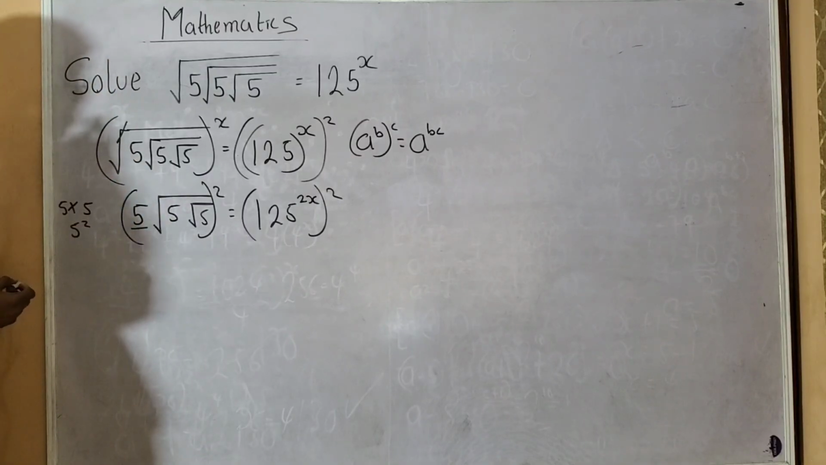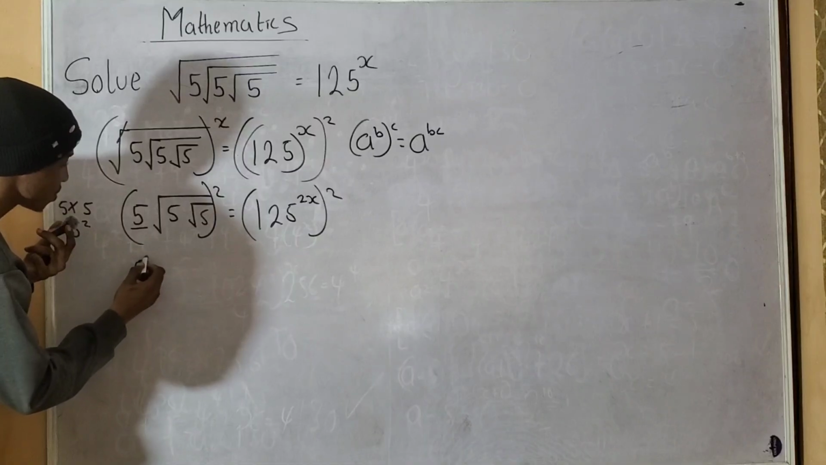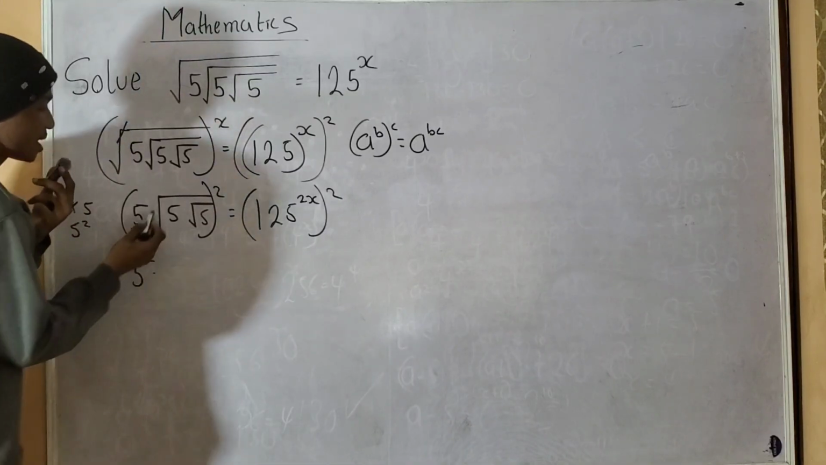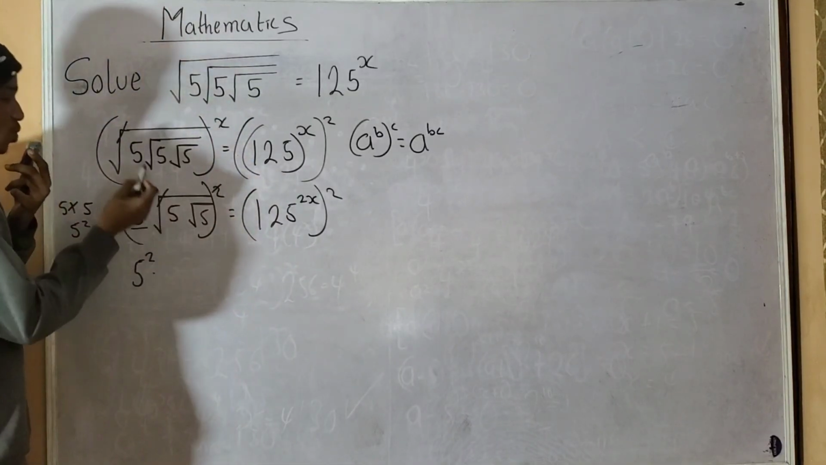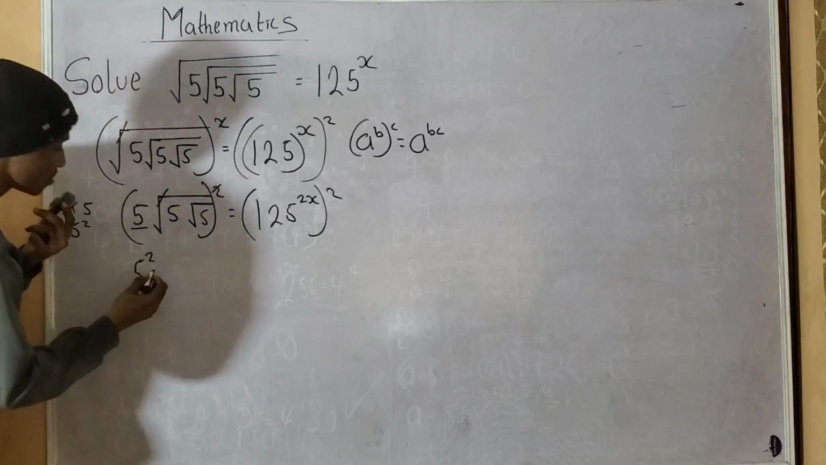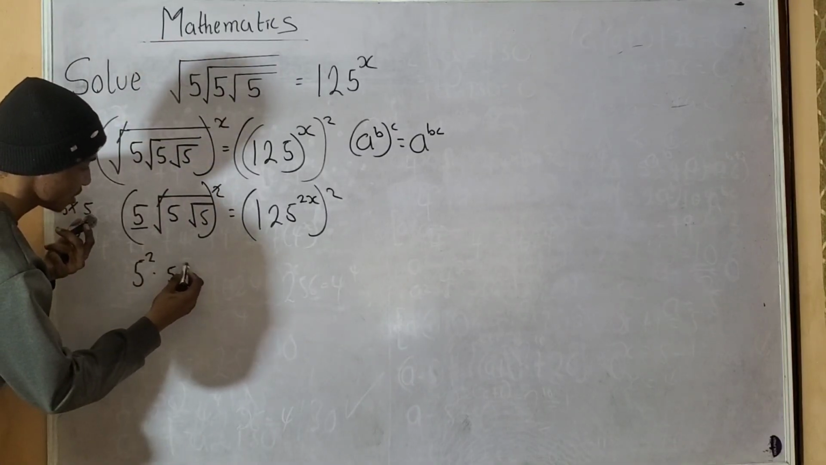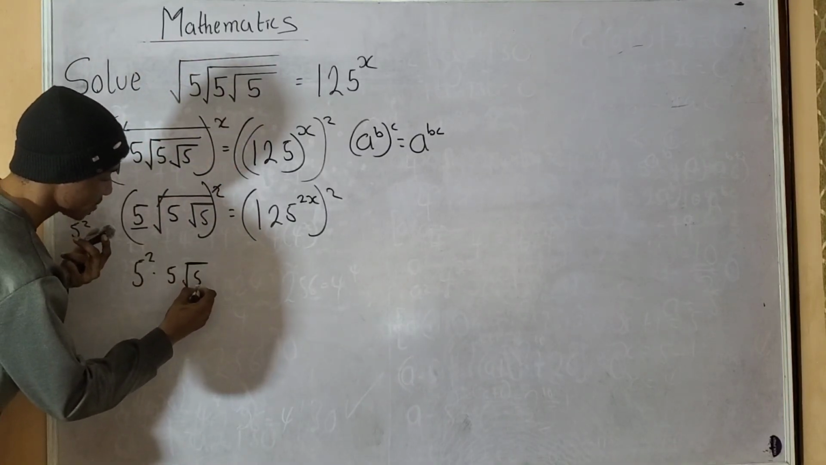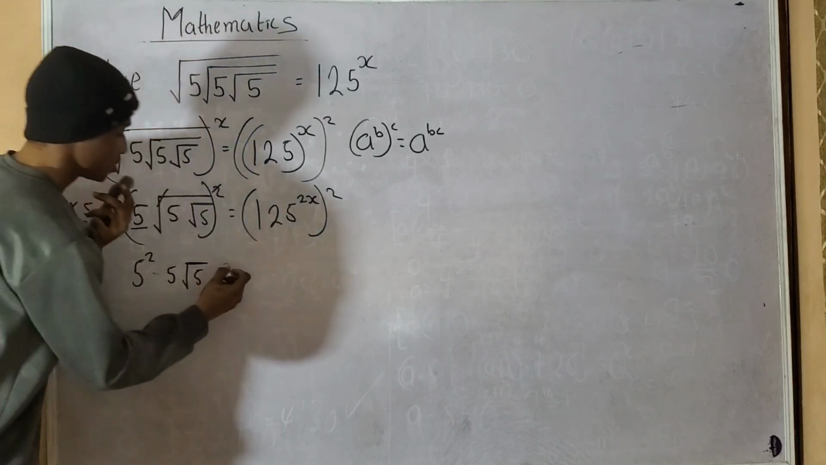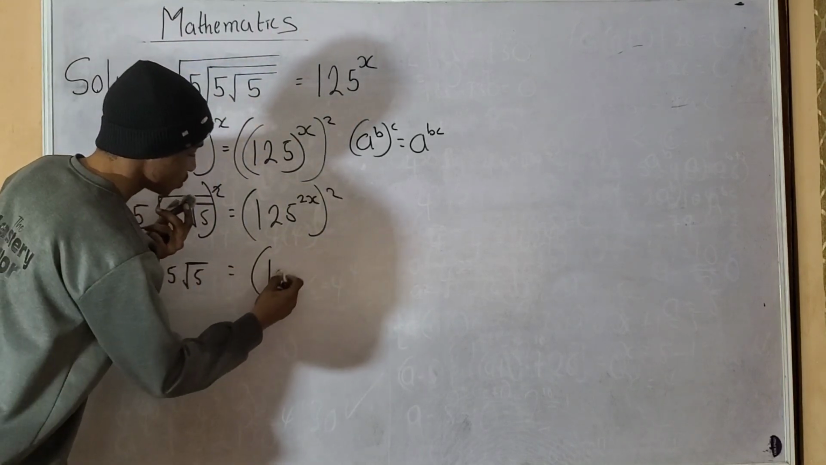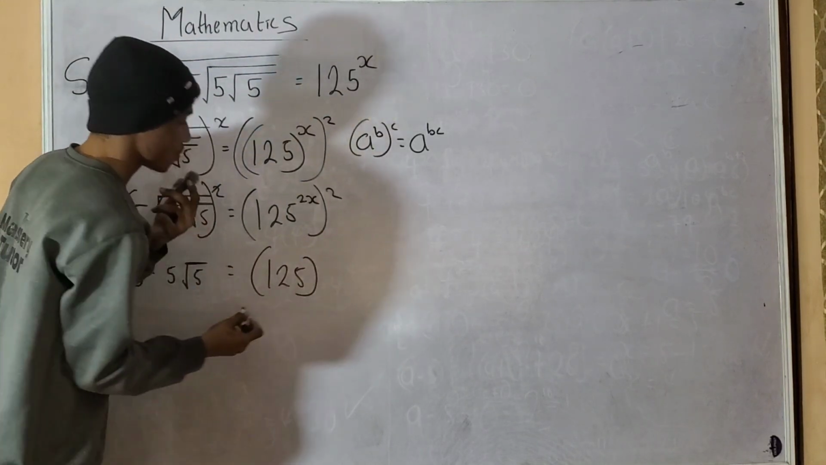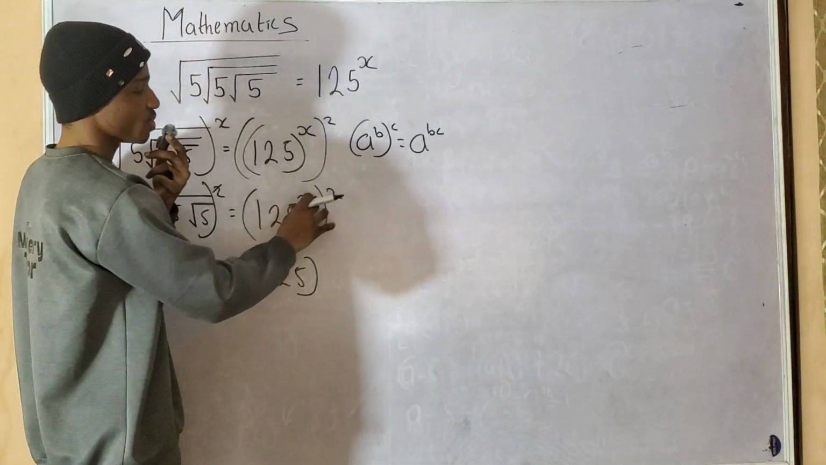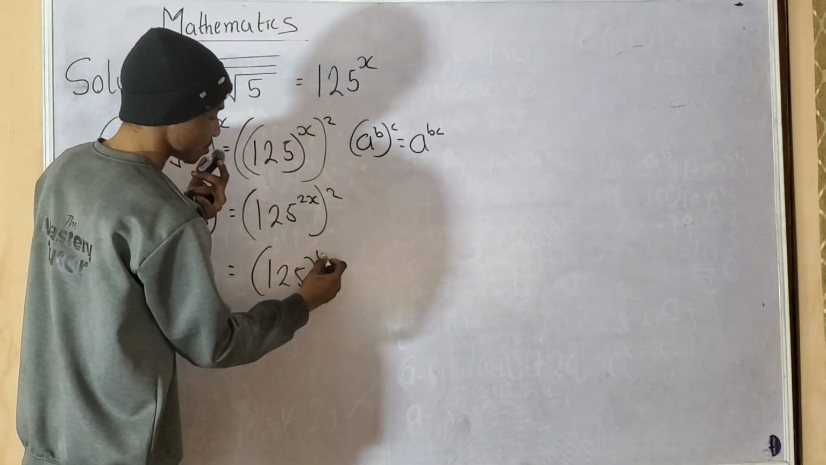Do you understand? So I'm going to have 5 raised to the power of 2 multiplied by, now this square will eliminate the square root. Are you following? So I'm going to have multiplied by 5, multiplied by root 5. Are you getting it? This will be equal to 125 raised to the power of, now 2x we multiply 2, right? So I'm going to have raised to the power of 4x.